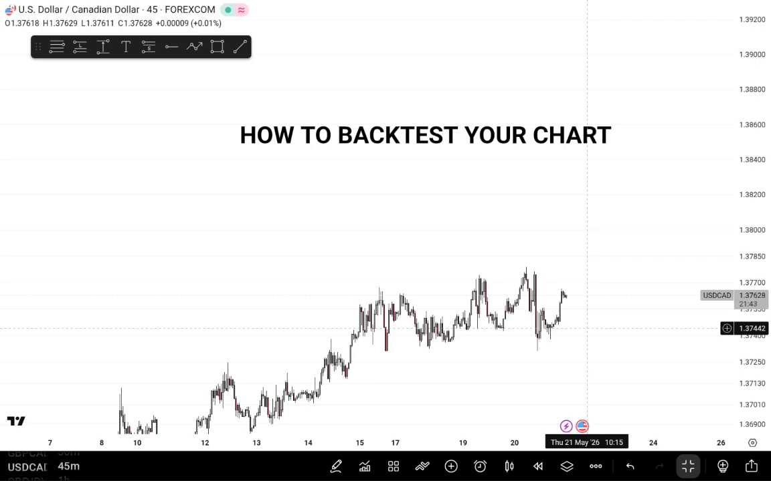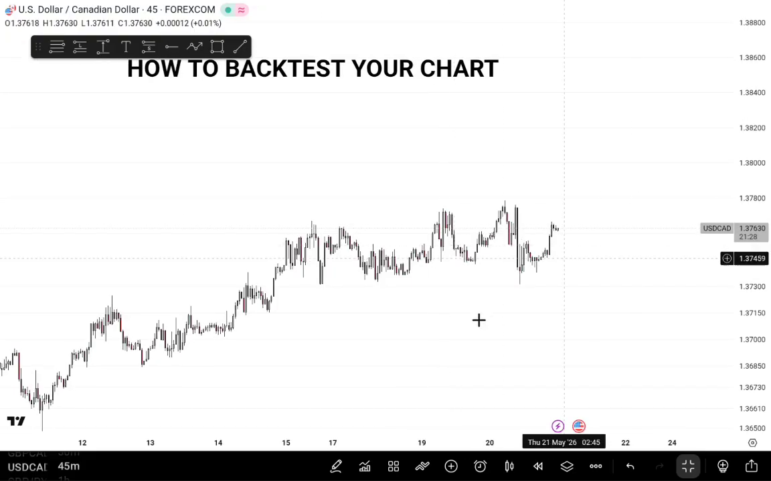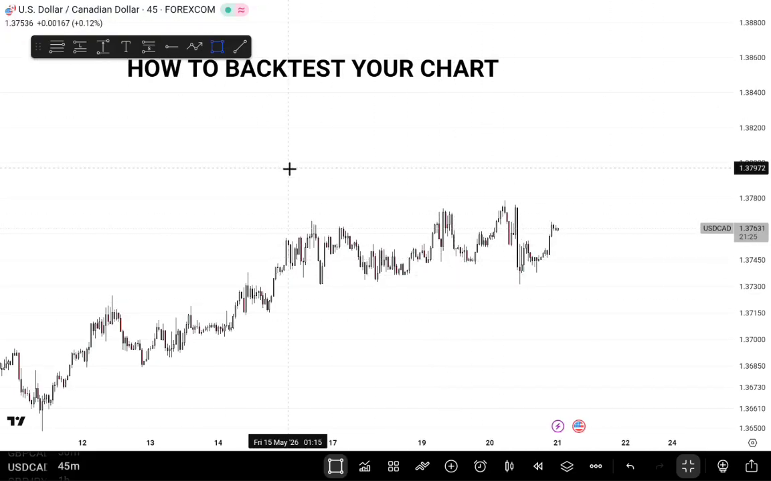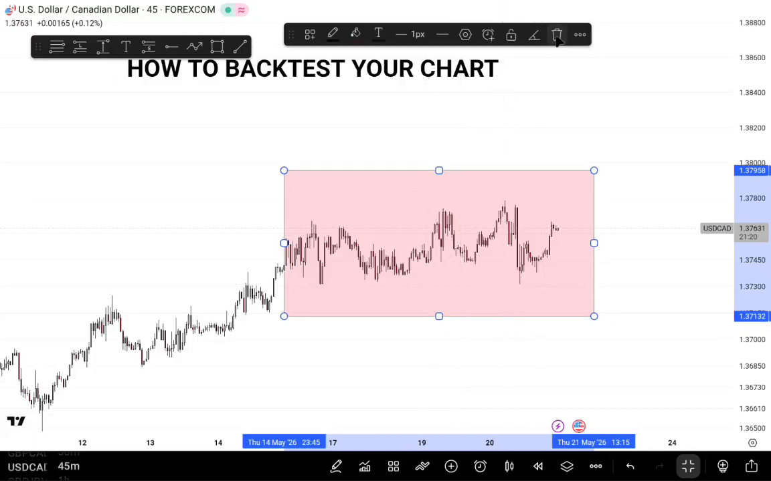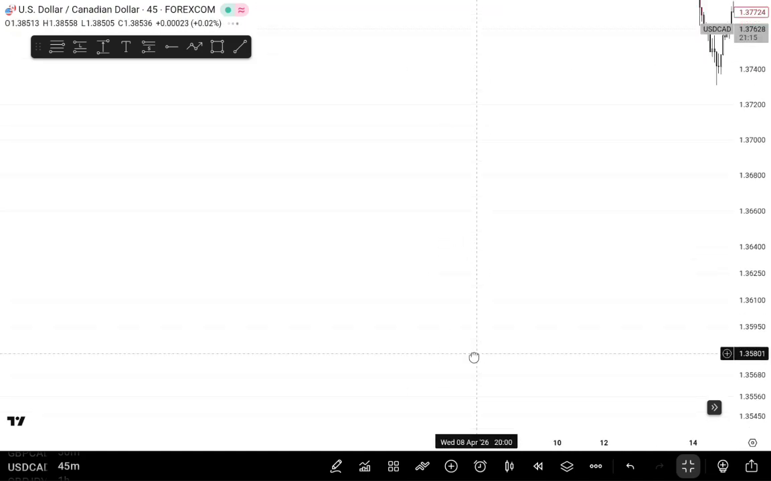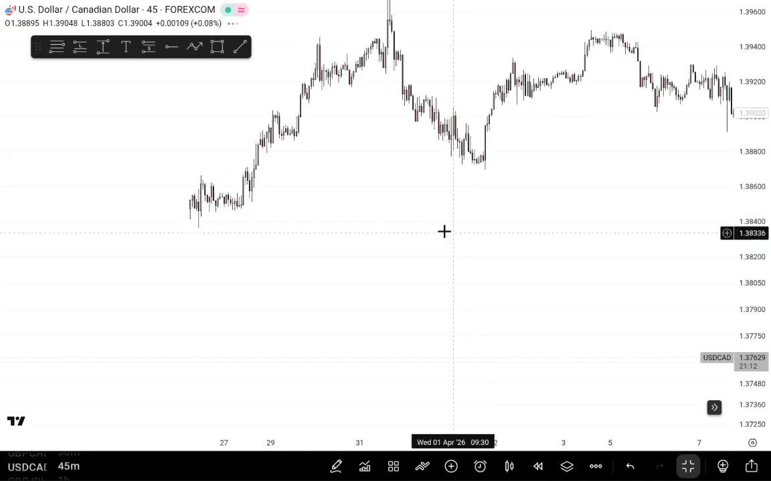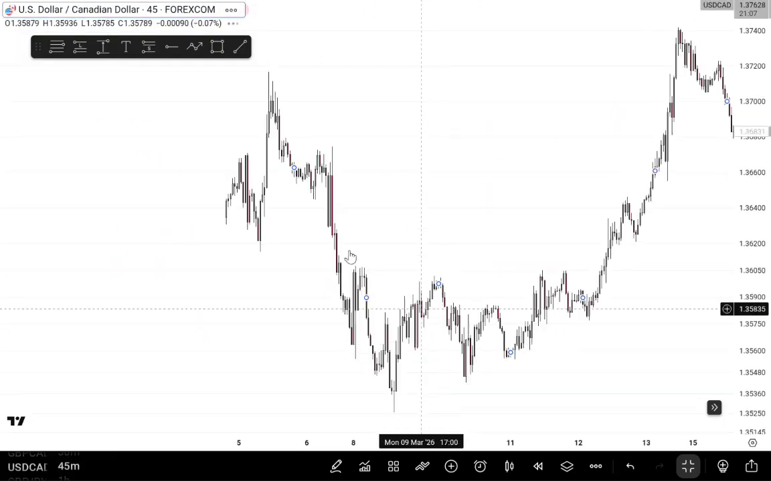I'll be teaching you how to backtest your chart, and today we are going to be backtesting USD CAD. First and foremost, this is just the recent price movement, the recent price action which you are seeing here. So I want us to go further backward and start from the past market movements.